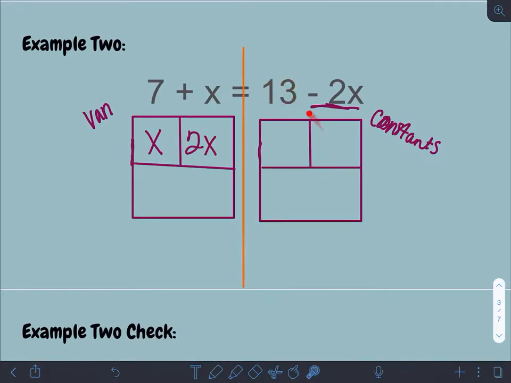My 13, I'm just going to bring down because it stays on that right-hand side. This 7, though, I'm going to bring over here. So because I'm coming across the equal sign, I'm going to take the opposite of the 7. So it's a negative 7. So now I'm going to add my, let's pick a better color so that we can see this time. Oopsie.